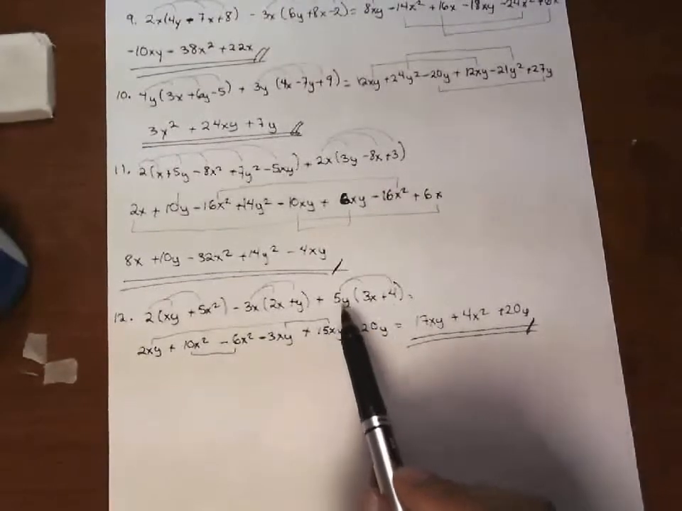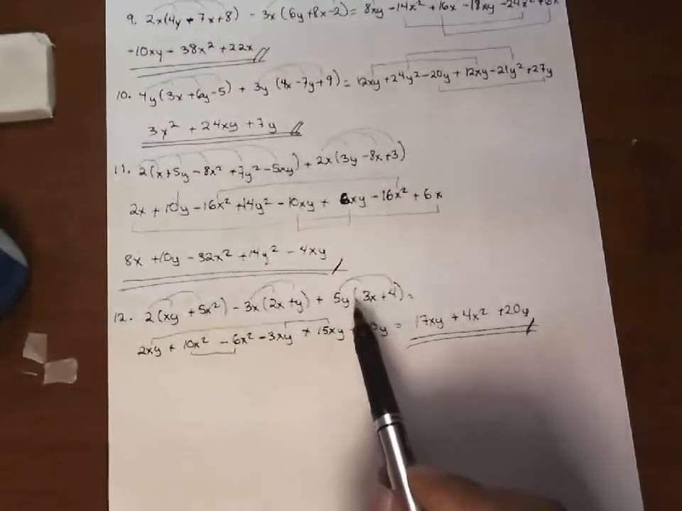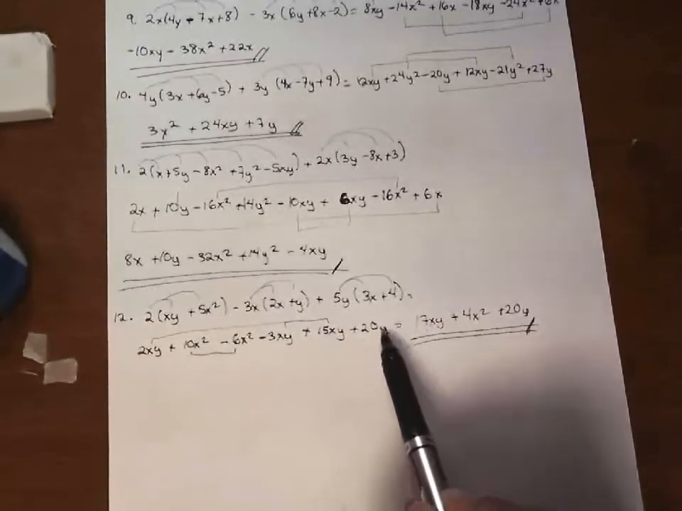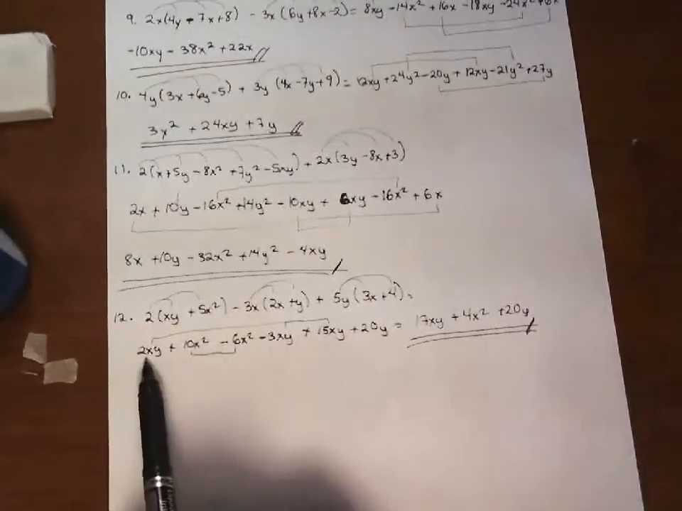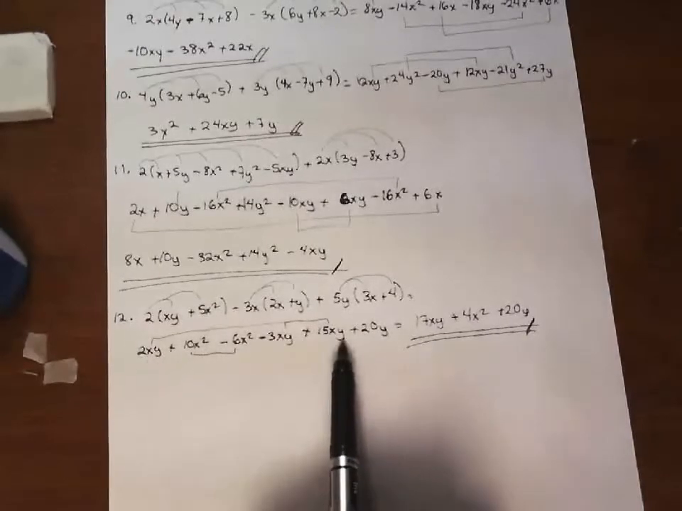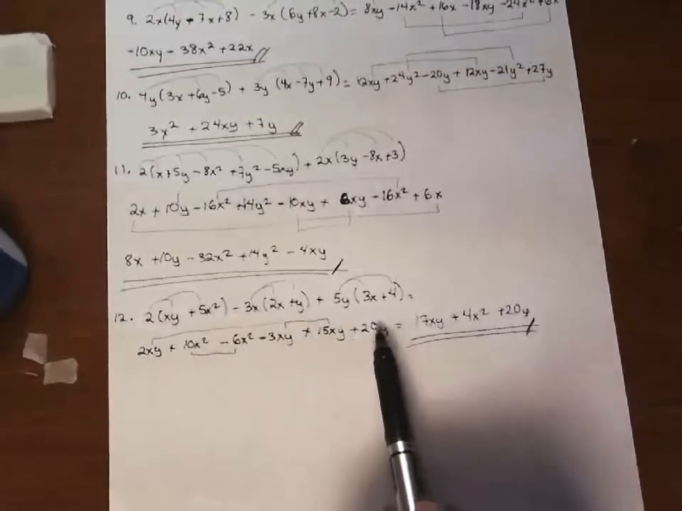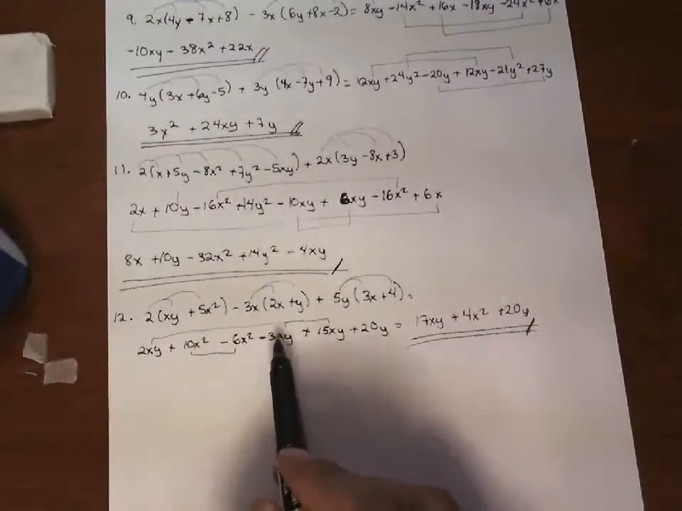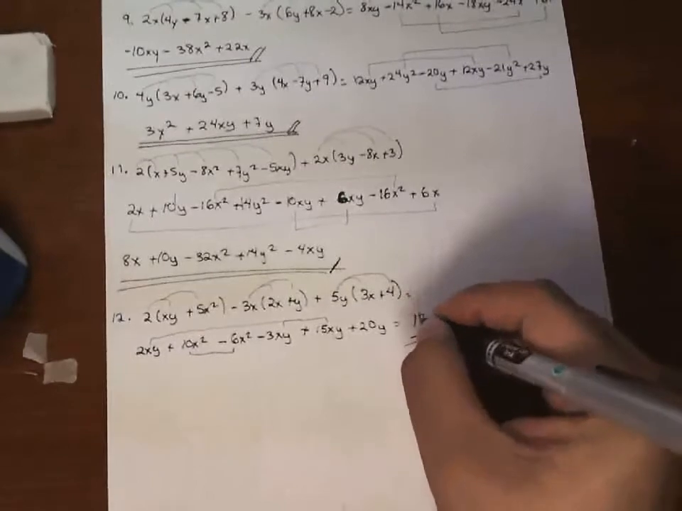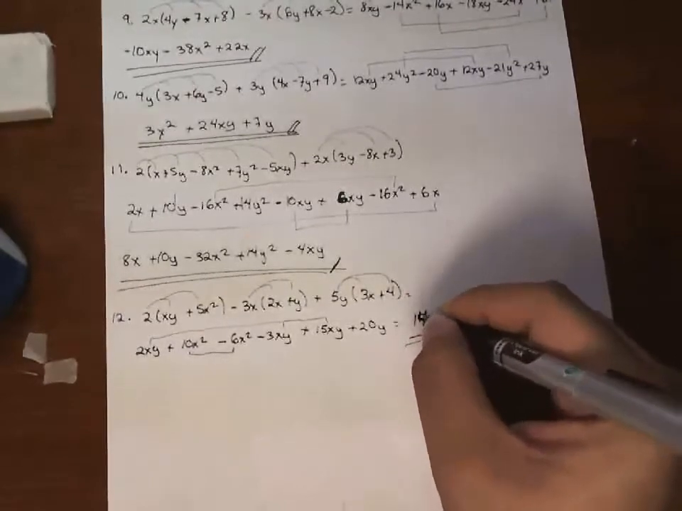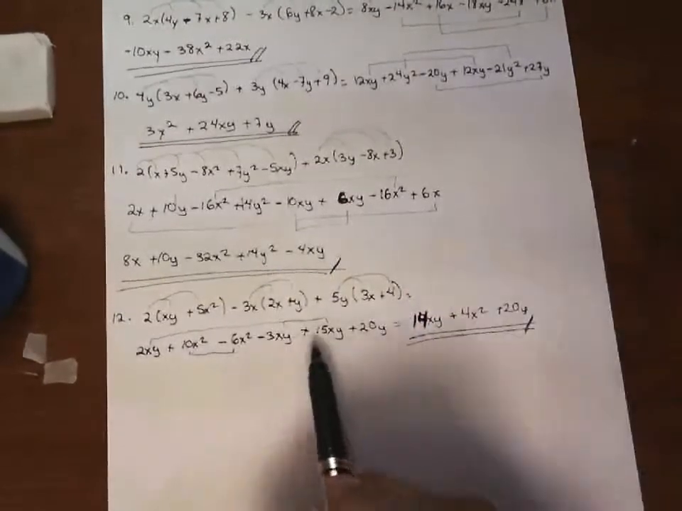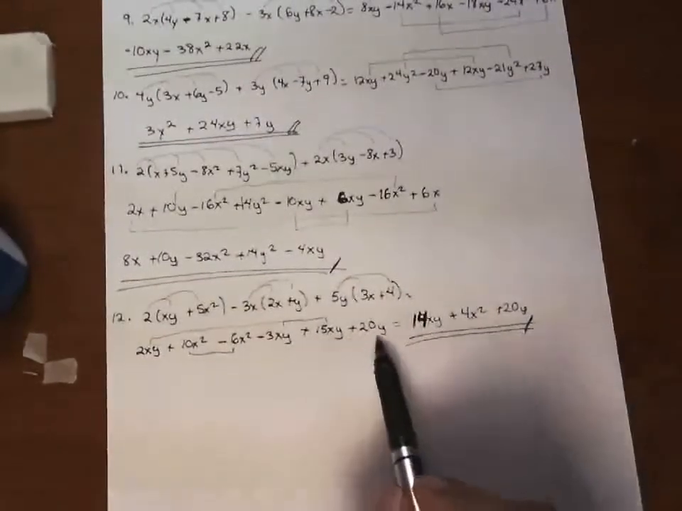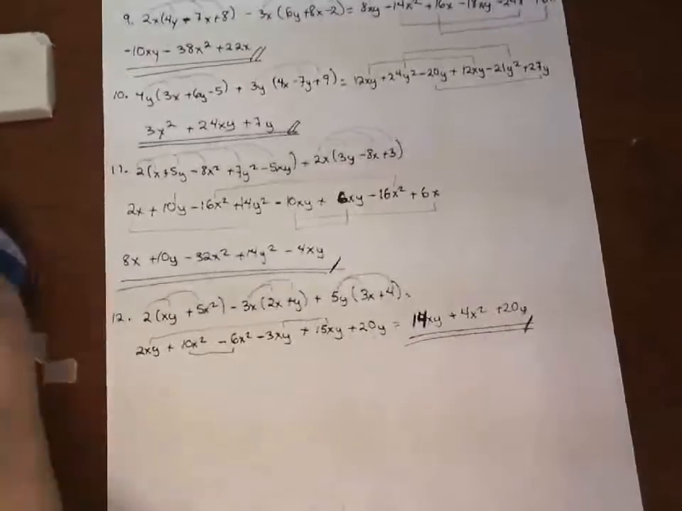Okay, then 5 times y, 5y times 3x, 15xy, 5y times 4, 20y. We find common terms for xy, xy, xy, x squared, and a standalone y. So 2 plus minus 3 minus 1 plus 15, 14xy. Then 10 minus 6, 4, and the standalone 20y. Okay, there you go.